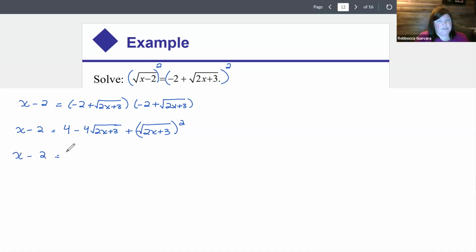So x minus 2 is going to be equal to 4 minus 4 square root of 2x plus 3. And then because I'm squaring just an isolated radical, these cancel and I'm just left with the 2x plus 3. So just a little simplifying here: 2x plus 7 minus 4 times the square root of 2x plus 3 equals x minus 2.